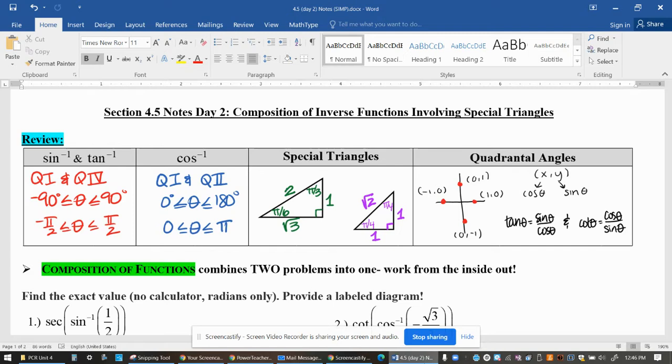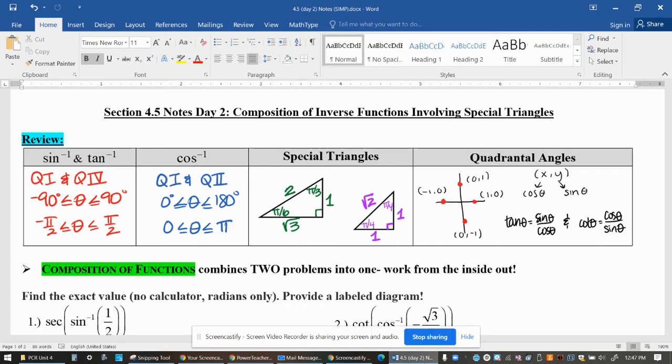We're going to continue with the idea of composition of inverse functions involving special right triangles. So these columns that you see on the table in front of you are the same thing that we wrote down when we took our notes for 4.5 Notes, Day 1. It's just to review the reminders of what the restrictions are for inverse sine, inverse tangent, and inverse cosine, and reminders of how to set up your right triangles with radians. Remember that pi over 6 is 30 degrees, pi over 3 is 60, and pi over 4 is 45 degrees.